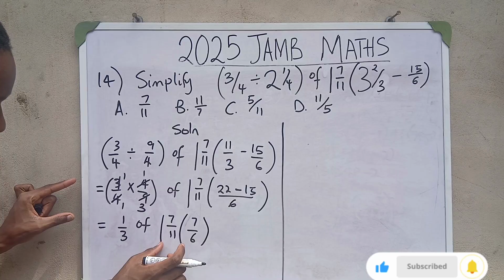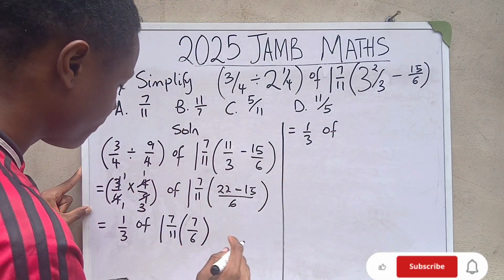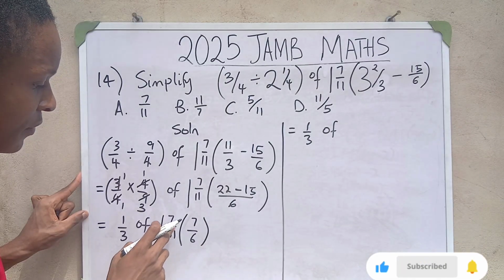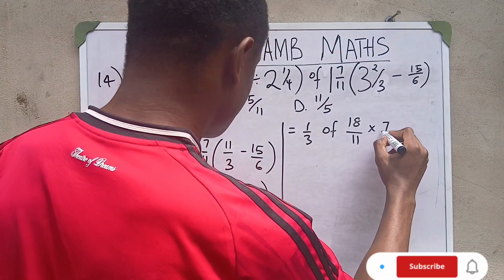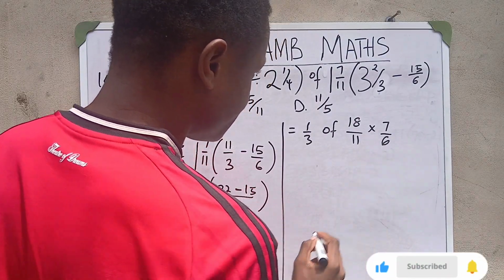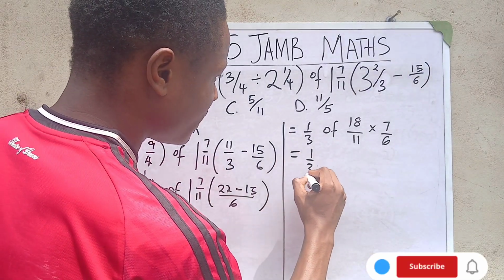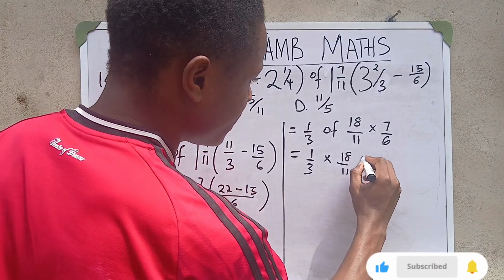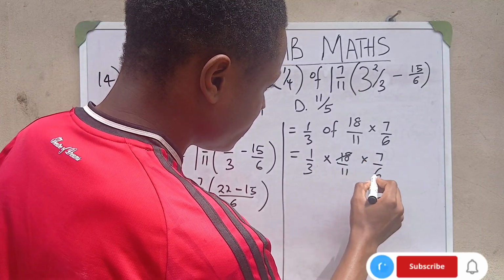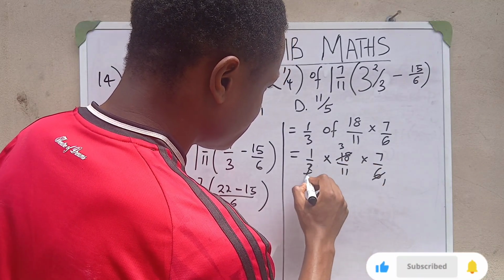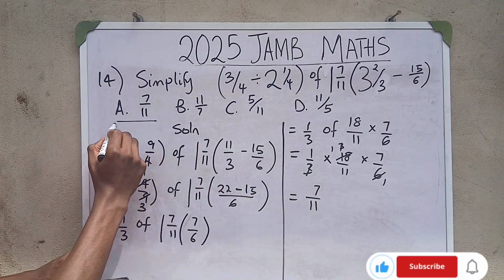Now we convert this one to an improper fraction. So we have 1 over 3 of 11 times 1 is 11, 11 plus 7 is 18 over 11 times 7 over 6. So "of" is the same as multiplication. So we have 1 over 3 times 18 over 11 times 7 over 6. So 6 into 18 is 3. 3 into 3 is 1. So we are left with 7 over 11. So our answer is option A.